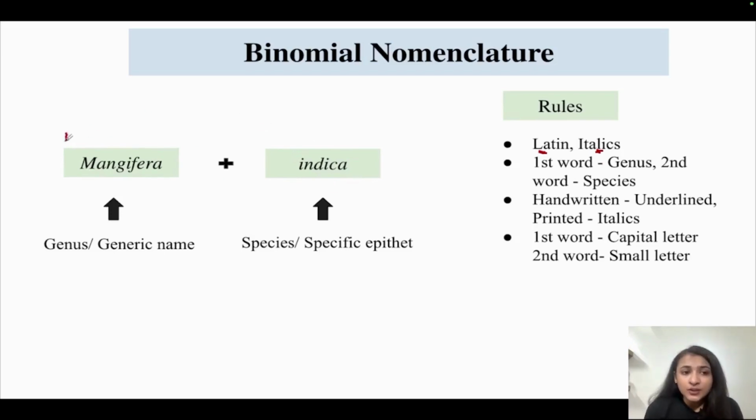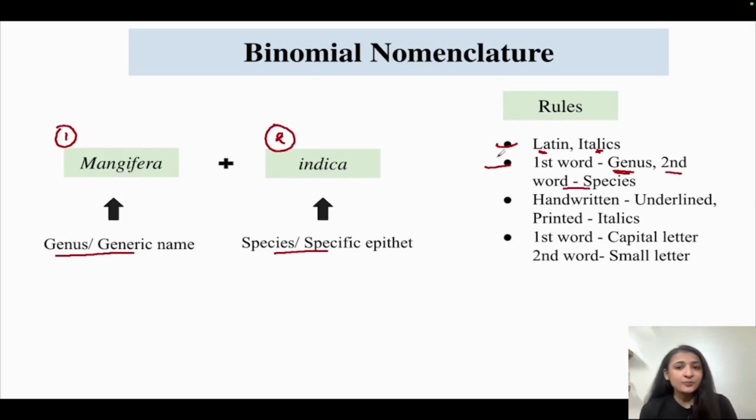The first word represents the genus or the generic name. As you can see, the genus name, and the second word represents the species or specific epithet. So this was the second rule of binomial nomenclature.